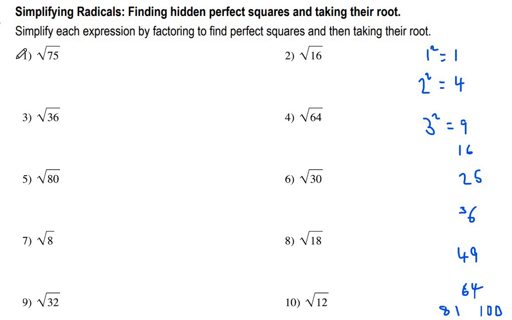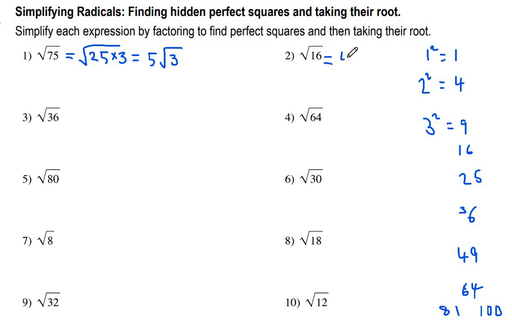So let's say, for example, square root of 75. Now, what are the factors of 75? You need to look for factors that are perfect squares. So 75 can be written as 25 times 3. And 25 is a perfect square. So radical 75 or square root of 75 can be simplified to 5 radical 3.